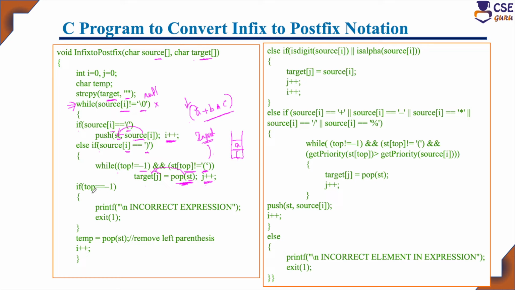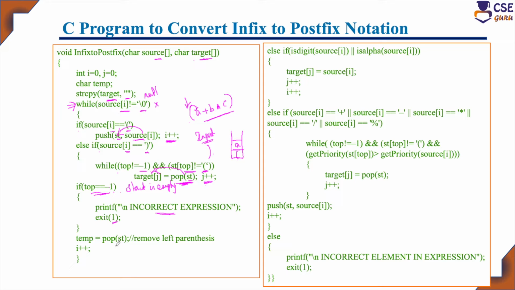And if top is equal to -1, what is the meaning? The stack is empty. Suppose if the stack is empty, it has to print a message, incorrect expression. If top is -1, then it will exit. No need to check any condition here. Automatically it will exit because there is no character to scan. Okay. So if top is equal to -1, print this message and exit.